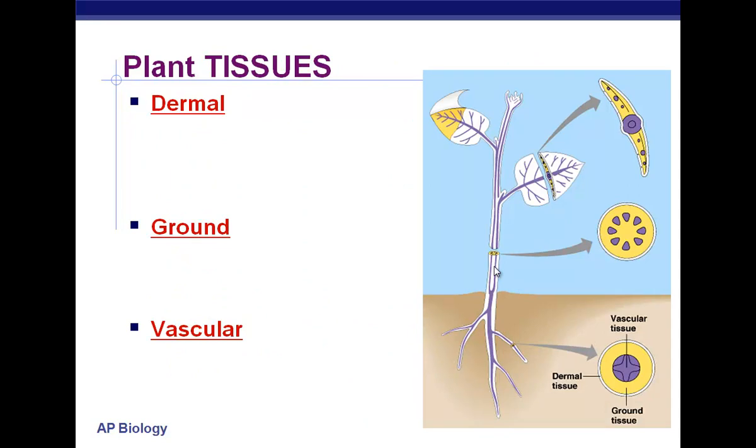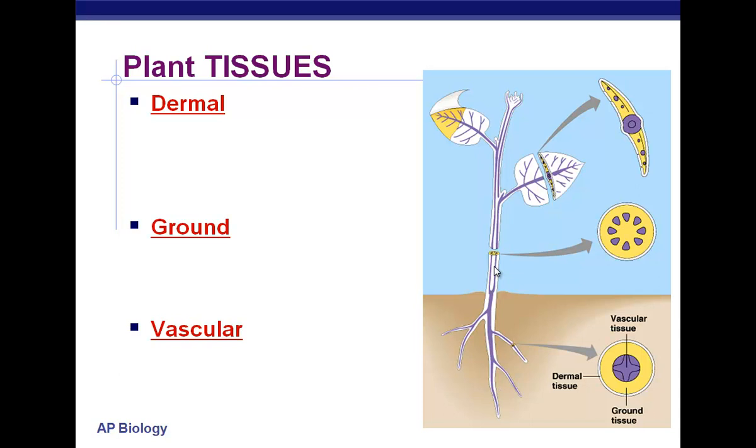Now there's three main tissues that make up a plant. So we have three organs, right? Roots, stems, and leaves. And now we have three main types of tissues. And we're going to leave the most technical words out of here and not really break them down much further. But we have dermal tissue, we have ground tissue, and we have vascular tissue.